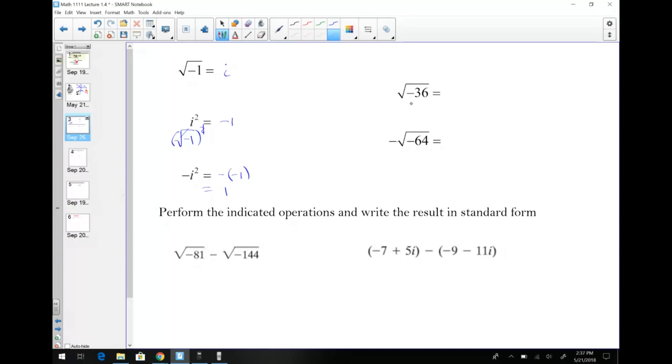Okay, so here when we look at 36, we're like, okay, well, can I split 36 up into a perfect square? And you're like, well, I can, because 36 itself is a perfect square. So I can go ahead and say that this is the square root of 36 times the square root of -1. And so the square root of 36 equals 6, and then the square root of -1 we know by definition as i. So this is 6i.